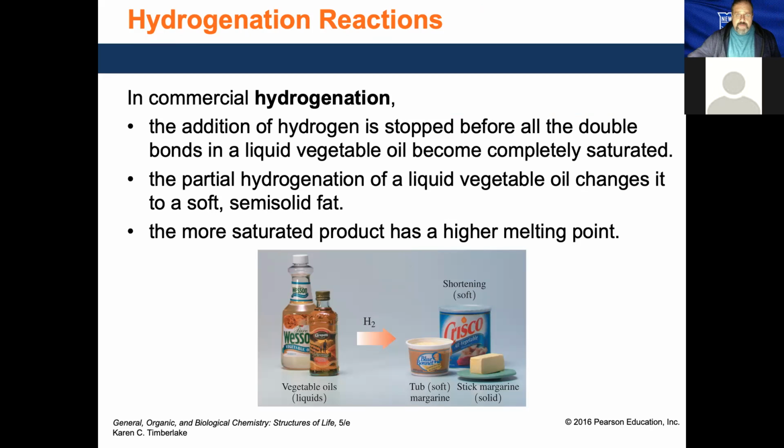So what happens is that essentially not all, but some of the carbon-carbon double bonds are made into carbon-to-carbon single bonds. If you think about liquid vegetable oil, the partial hydrogenation changes it to a soft semi-solid fat. The more saturated product has a higher melting point.